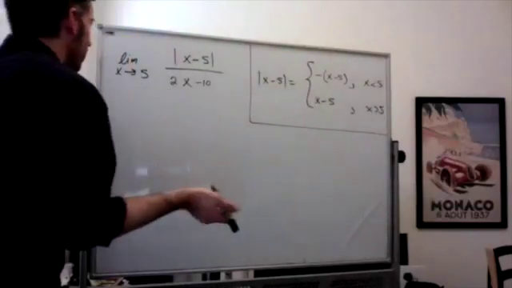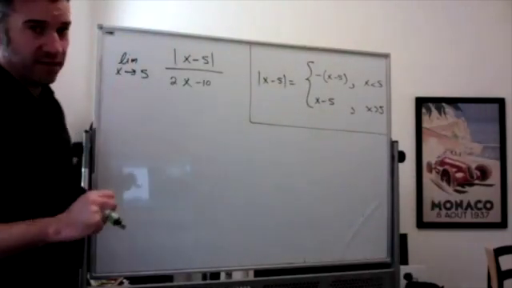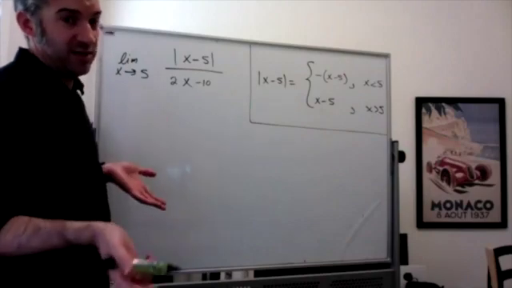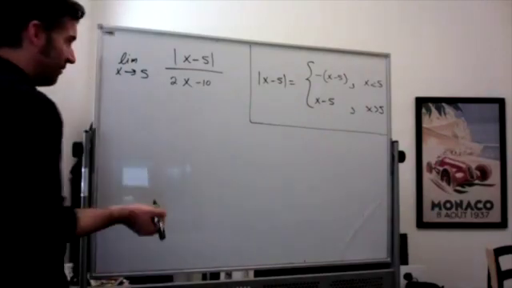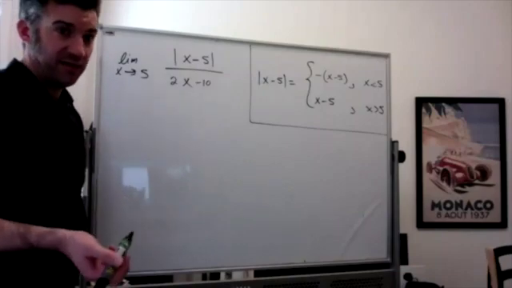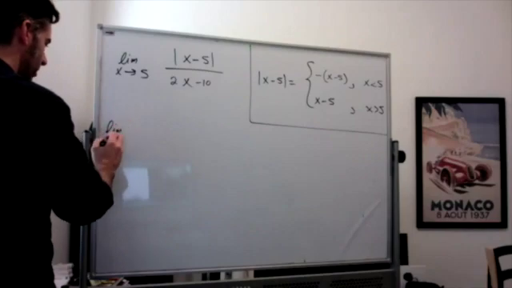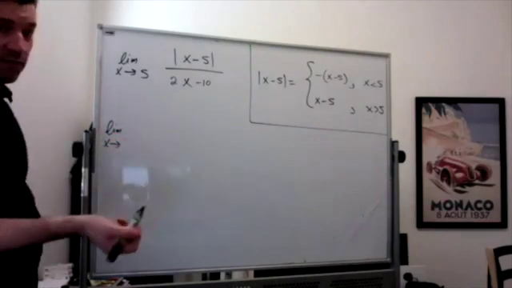Well, I'm trying to figure out what happens as I approach 5. And the problem is there are two sides of 5. There's the right side of 5 and there's the left side of 5. The right side of 5 is the stuff that's bigger than 5. The left side of 5 is the stuff that's less than 5. So if I'm trying to find the limit as x approaches 5, I'm going to look at the limit from both sides.